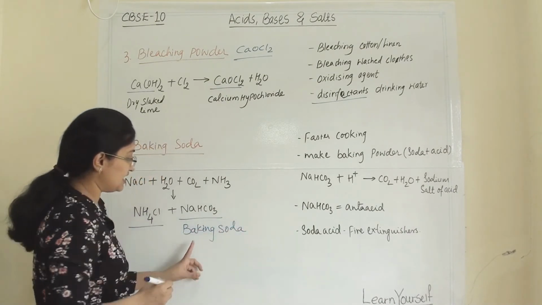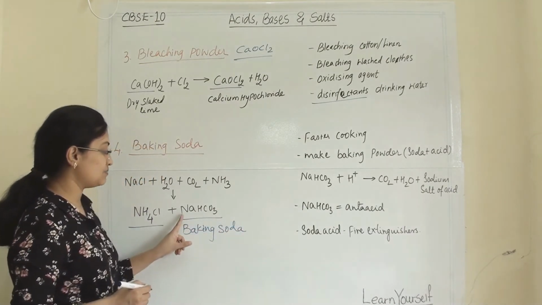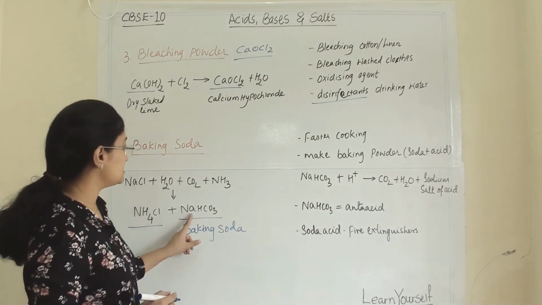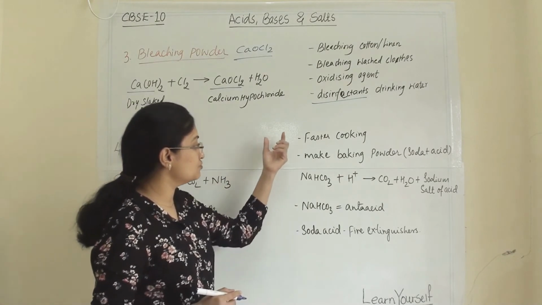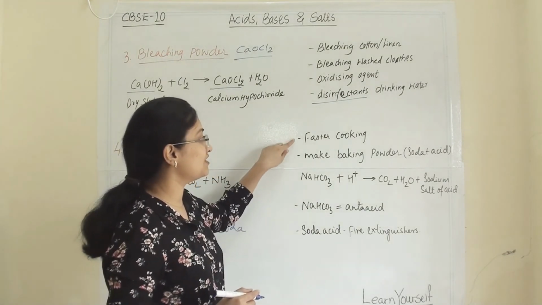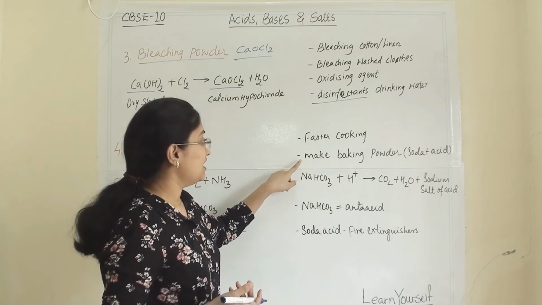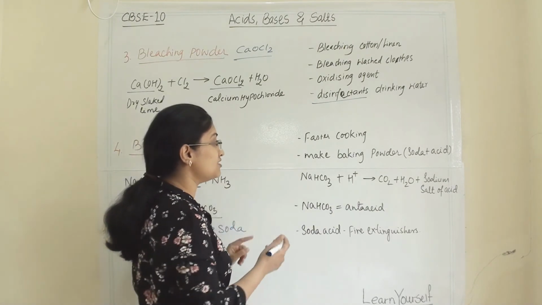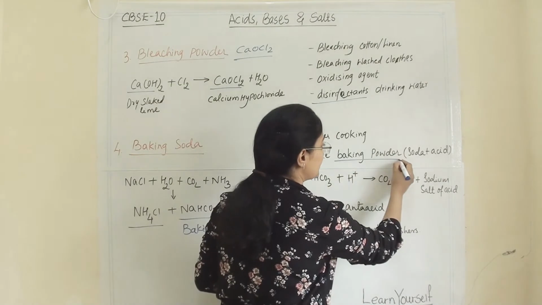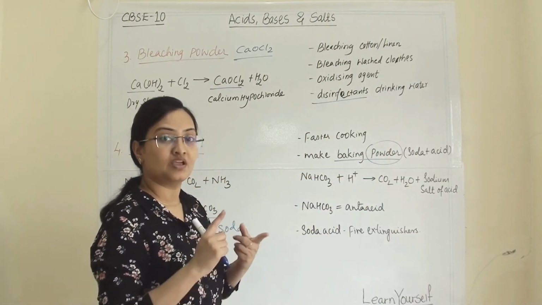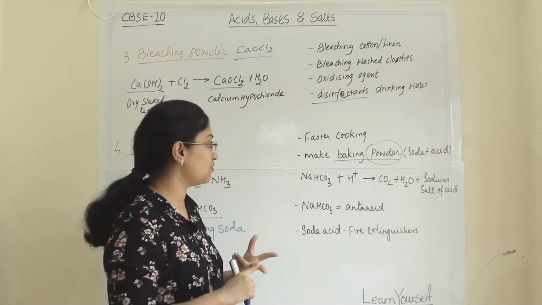So the generic name is baking soda and the chemical name is sodium hydrogen carbonate. So this is our baking soda. Now what are the uses of baking soda? We use it in the kitchen for faster cooking, and baking soda is also used to manufacture baking powder. Now these two are different terms, baking soda and baking powder.